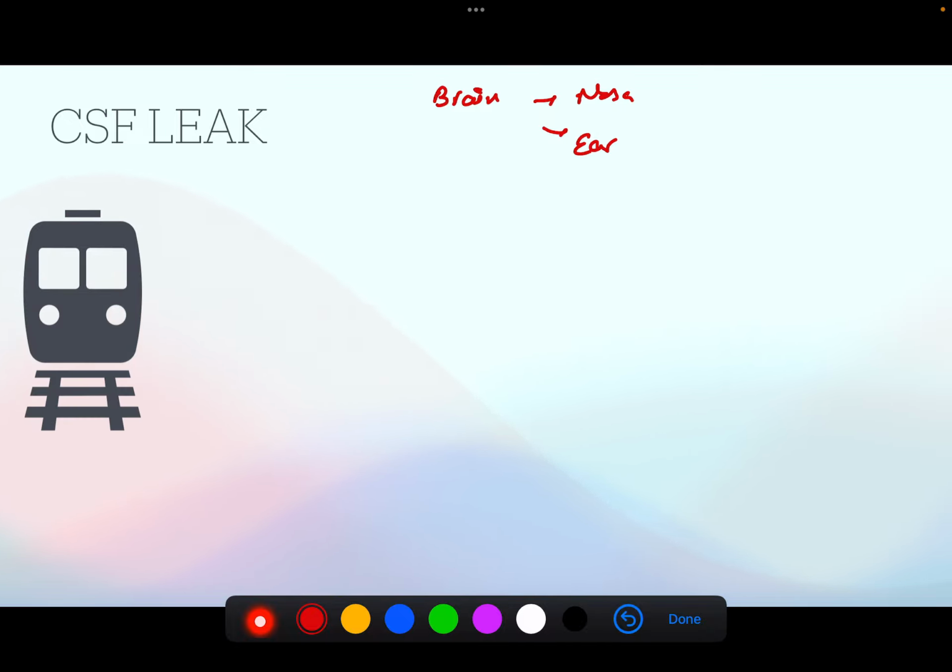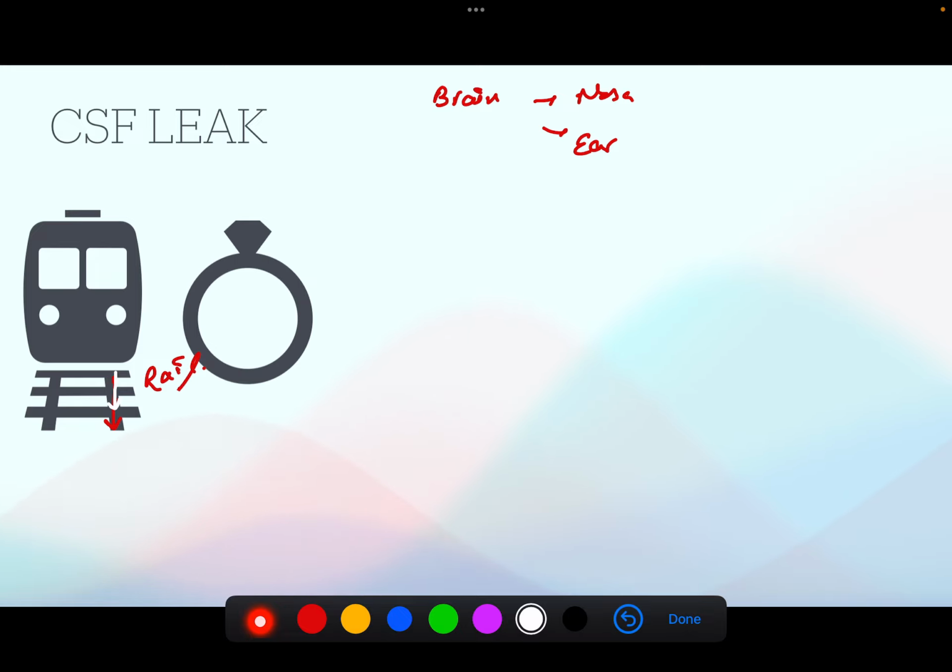So first, a rail track appearance will be seen. Blood will flow out first, and CSF will follow it, giving it a track appearance as the CSF is falling. Next, there will be the ring sign. This will be seen on the pillow if the patient is using a pillow, and also on blotting paper. So a clear halo sign will be seen.